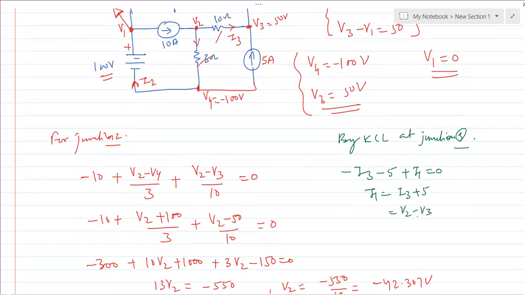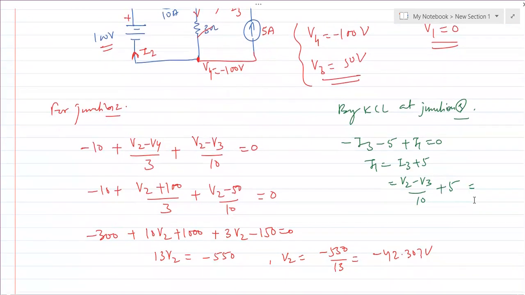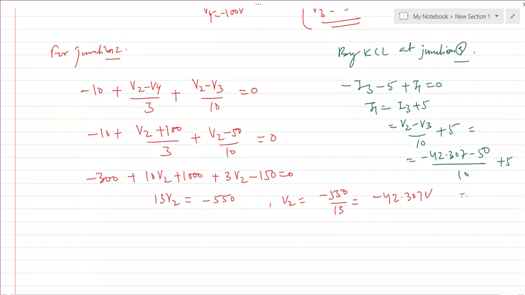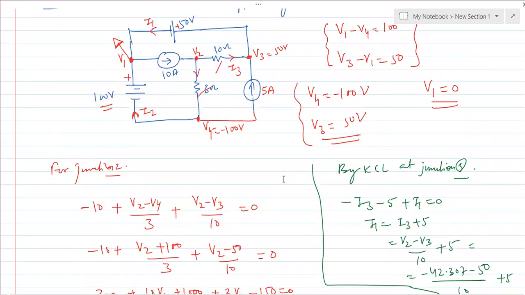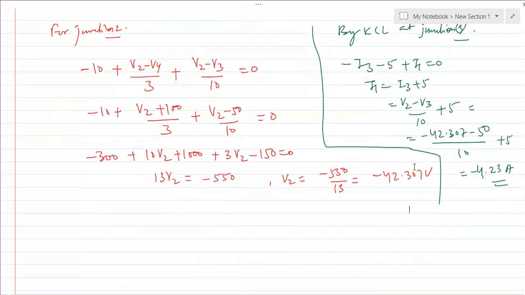So (V2 minus V3) upon 10 plus 5. I have the value of V2 as -42.307, minus the value of V3 which is 50, upon 10, plus 5. How much is it? After solving this, we are getting I1 as -4.23 ampere. Okay, this is the answer for our current I1, which is flowing through the 50 volts. Now I will apply KCL on junction 1.